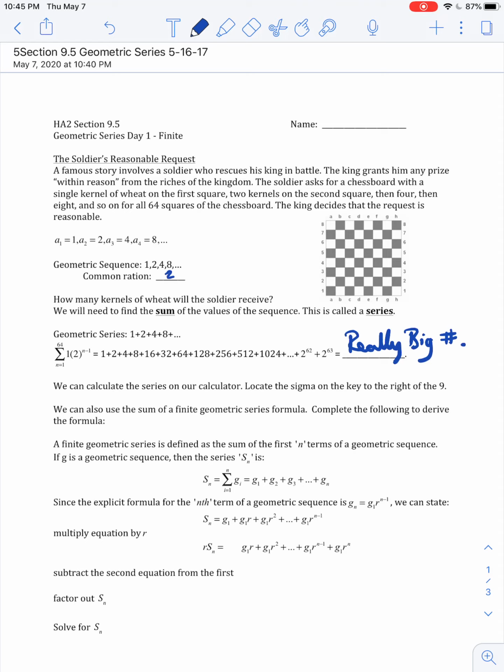And so the way it works is, if we think about the sum of a finite geometric sequence, aka a geometric series, we could write that as G1 plus G2 plus G3 all the way till we get to the G sub n term, right? We're adding up the first n terms, okay?